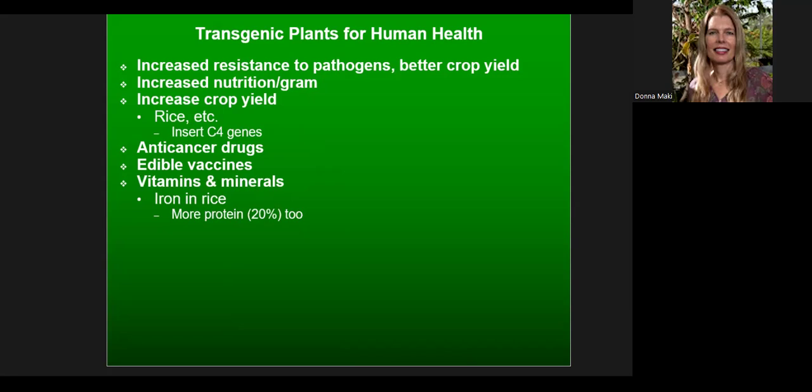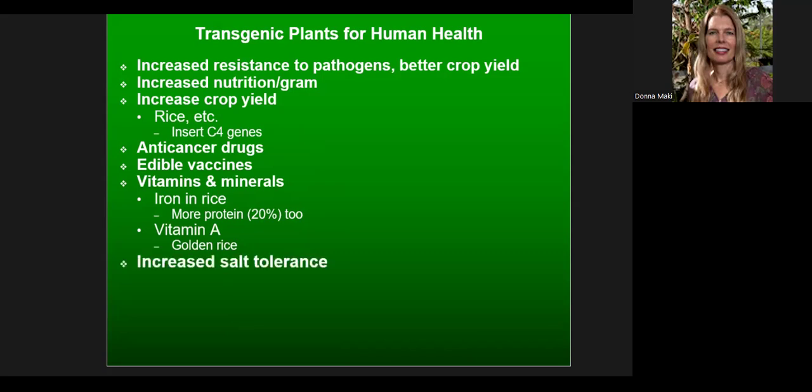And again, third world countries are lacking in key minerals, so they're looking at ways to beef that up. So increasing iron levels in the rice, and they're trying to increase the protein levels in rice. Vitamin A is a huge problem in third world countries. In a lot of countries, people don't get the vitamin A.